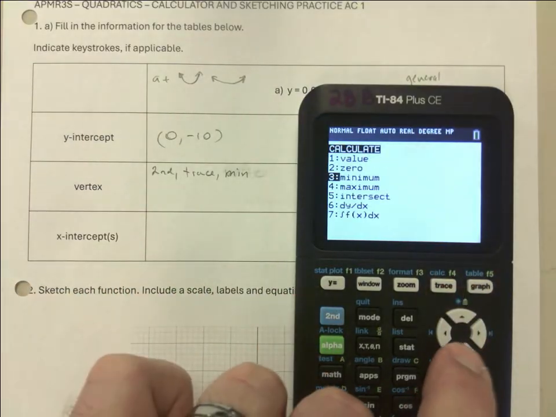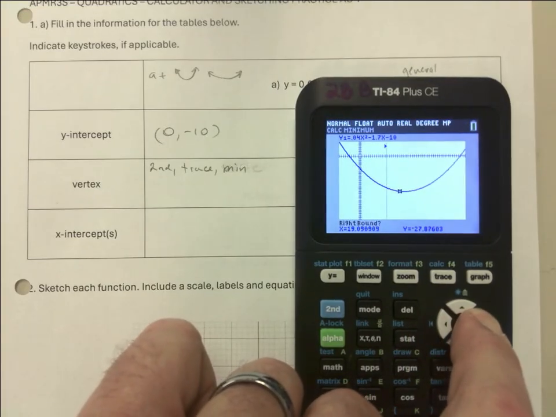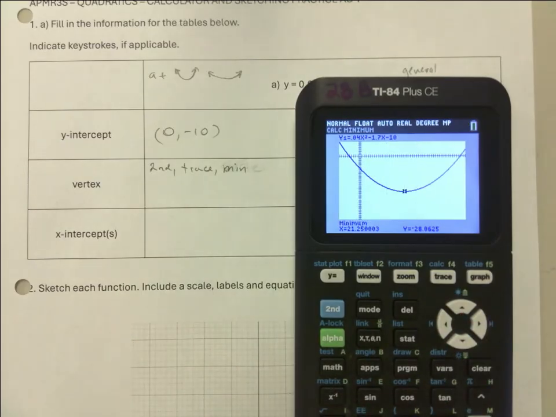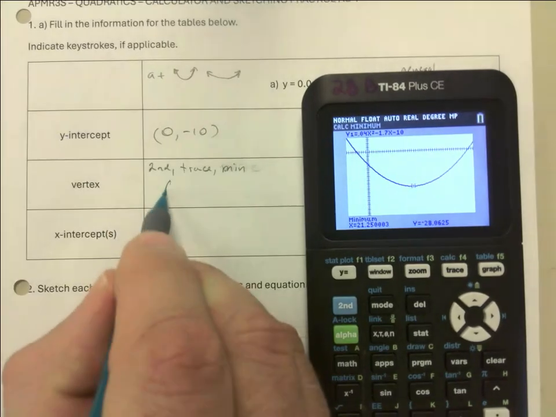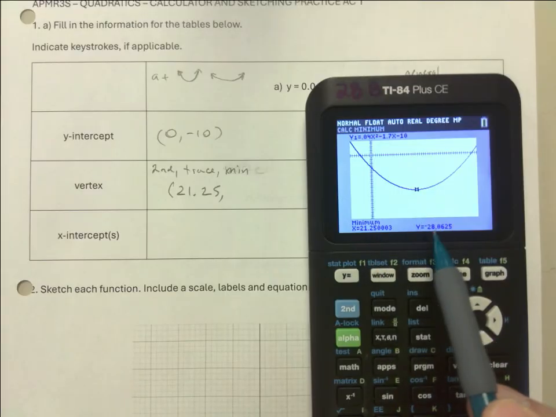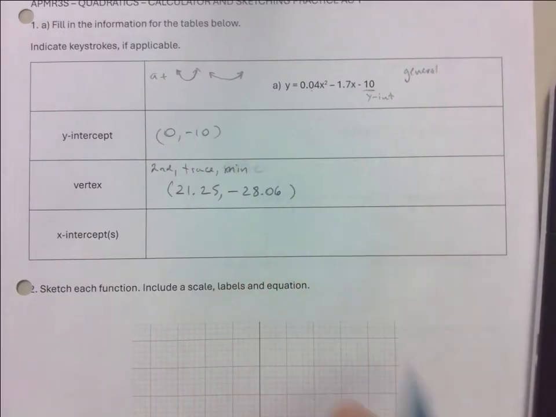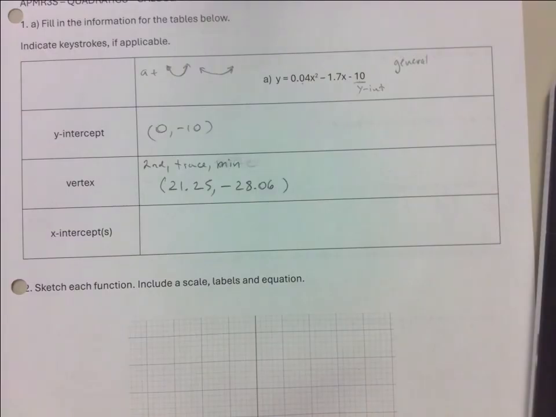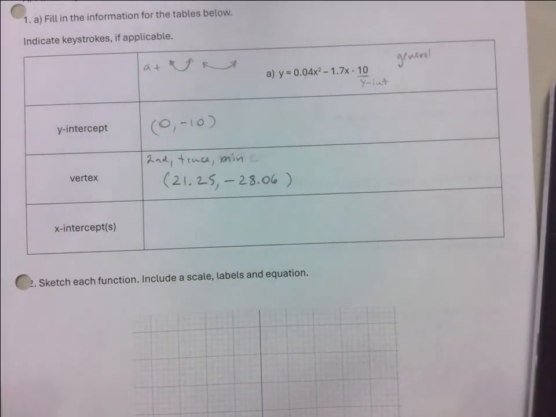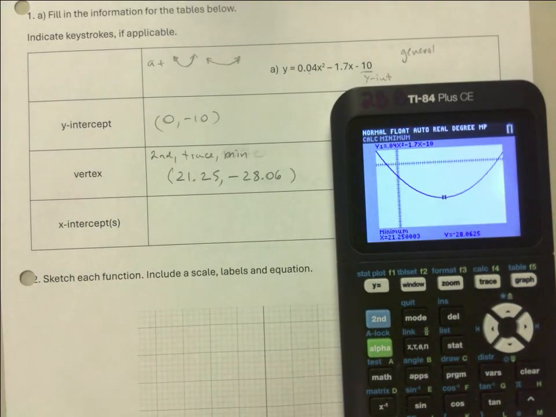Second trace, minimum. I got to go to the left of it, hit enter anywhere to the left, go to the right, hit enter anywhere there, enter again. So there it is, 21.25. Is it positive or negative? That's always what you got to make sure you get the right sign. It's positive, and the y coordinate is negative 28.06. Okay, so that is the coordinate. That's the address to the vertex. At that point, the parabola changes trajectory. It turns. Okay. Down the road, okay, down the road.